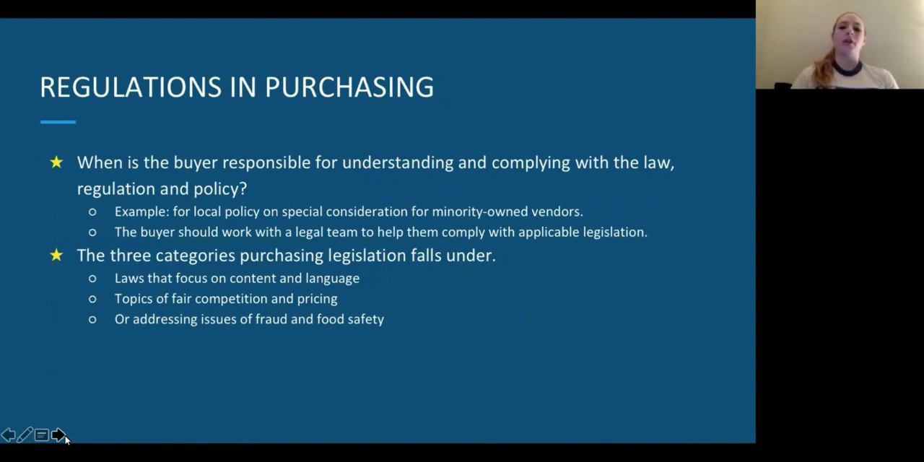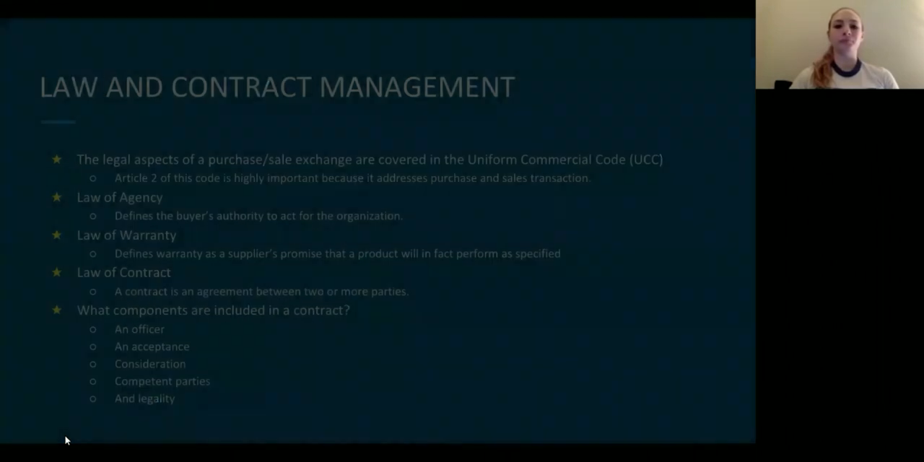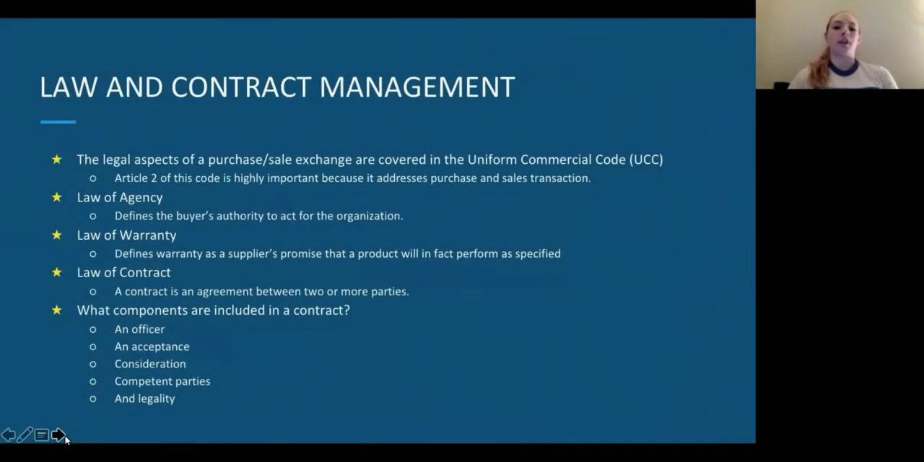There are three categories in purchasing legislation. One would be laws that focus on content and language. Another would be topics of fair competition and pricing. And the last would be addressing issues of fraud and food safety. Law and contract management: the legal aspects of a purchase/sale exchange are covered in the Uniform Commercial Code. Article 2 of this code is highly important because it addresses purchase and sales transactions.